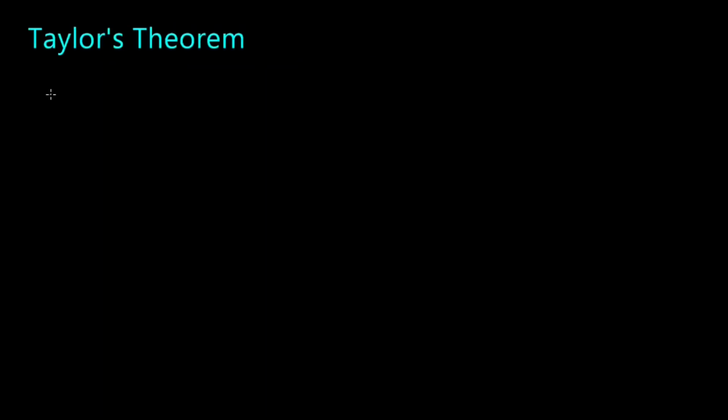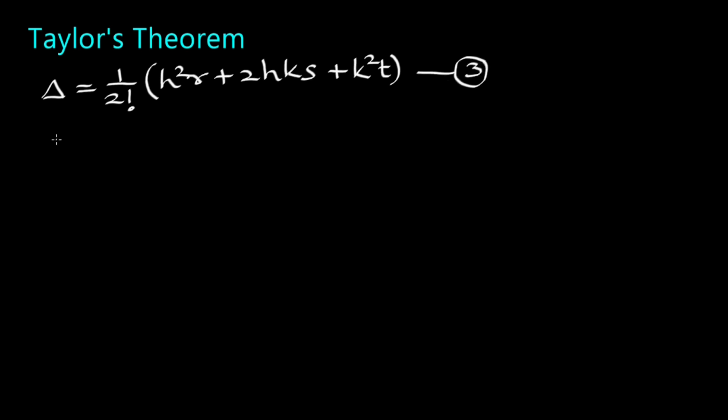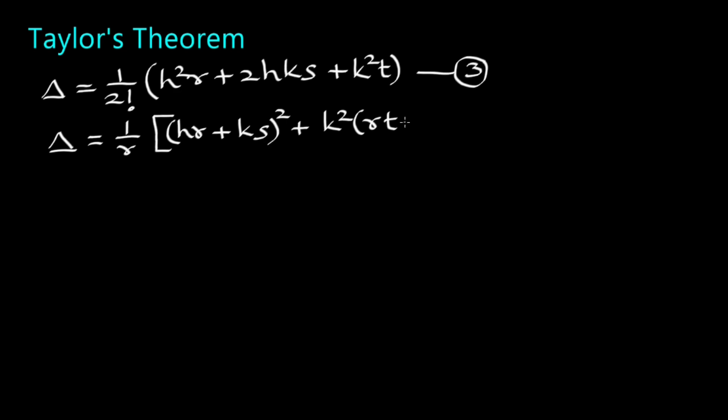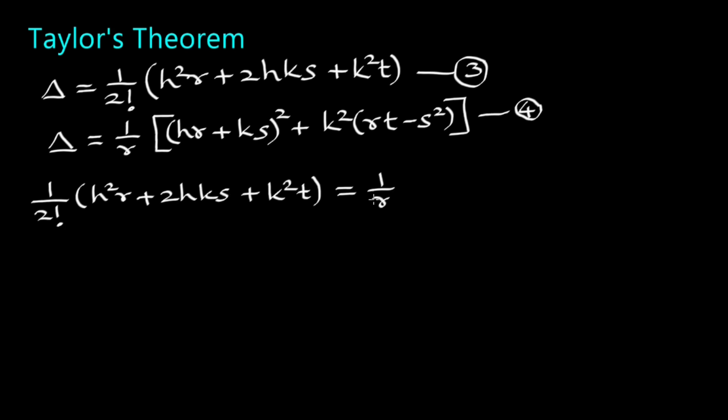From previous discussion, we have delta equals 1 upon 2 factorial [h square r plus 2hks plus k square t], and we have named it 3, and we also have delta equals 1 upon r (hr plus ks) whole square plus k square into (rt minus s square). We name this 4. Now equating 3 and 4, we have 1 upon 2 factorial [h square r plus 2hks plus k square t] equals 1 upon r (hr plus ks) whole square plus k square (rt minus s square).